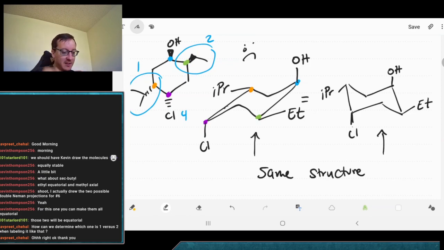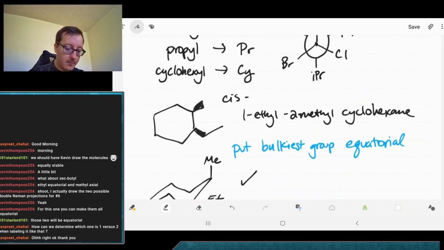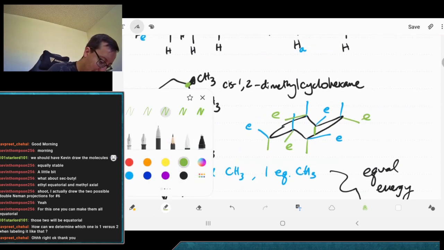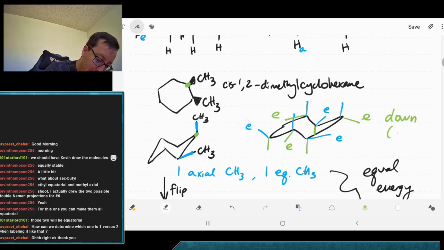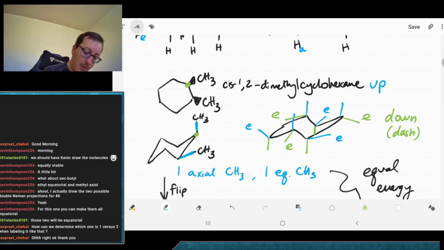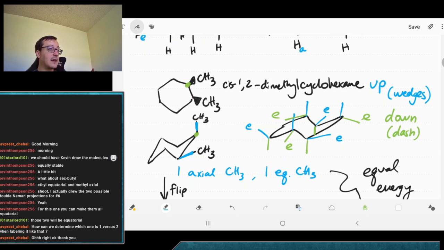But again, important things with this: things that are on wedges are pointing up. Things that are on dashes are pointing down. And if you forget what those positions are, up we go. All the green ones are pointing down. Those would be on dashes. Everything that's light blue here is pointing up, and those are wedges. So don't forget that sometimes it may not seem up to us. Like this one right here, it may not be obvious that this equatorial one is up. But it is. Trust me.